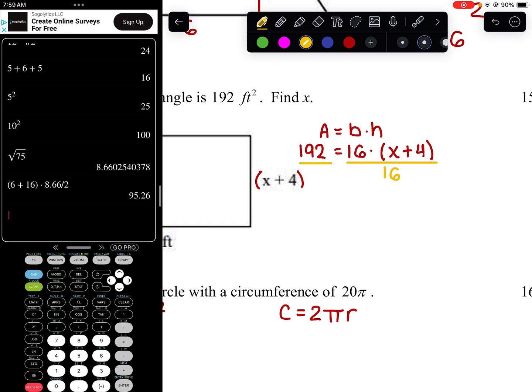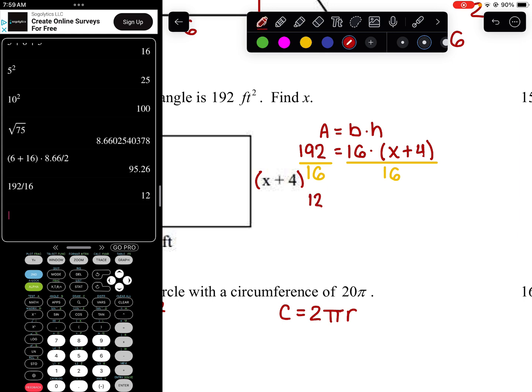Divide 16 on both sides because I want to get x alone. 192 divided by 16 tells us that this turns into a 12, and like I said, divide undoes times, so this cancels out. So all you're left with is x plus 4. And then to get x completely alone, we just got to move a plus 4 by minusing 4 on both sides.